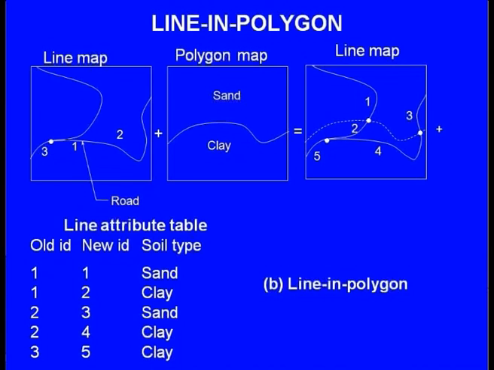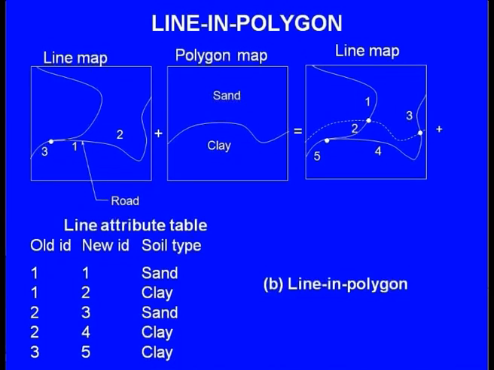So, we are now going to have a new line attribute table, wherein we will have the old ID of the road, the new ID of the road and the soil type. The old road which has now been split into 2 segments, 1 and 2, will have 2 new IDs, 1 and 2, wherein the first segment of the road is falling over sandy soil, and the second segment of the road is falling over clay type.